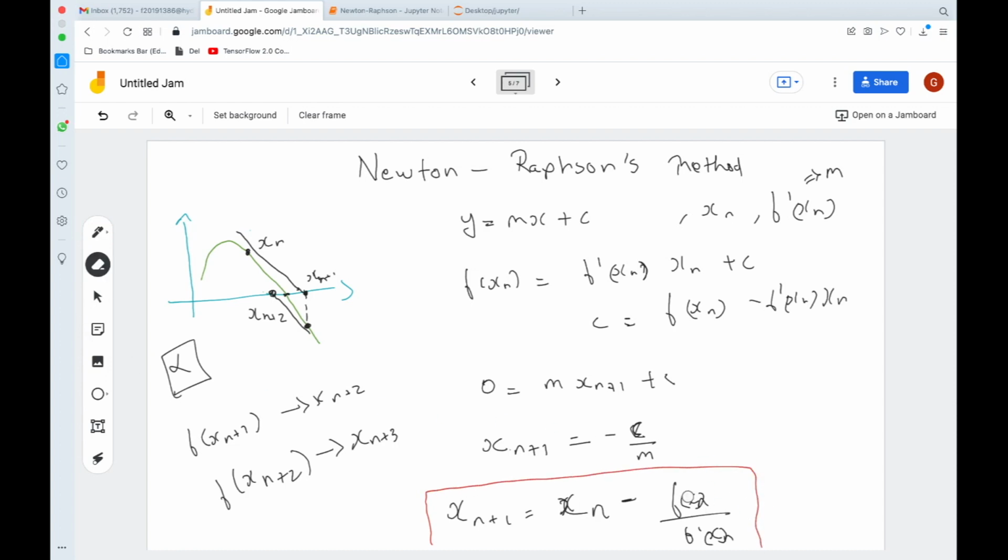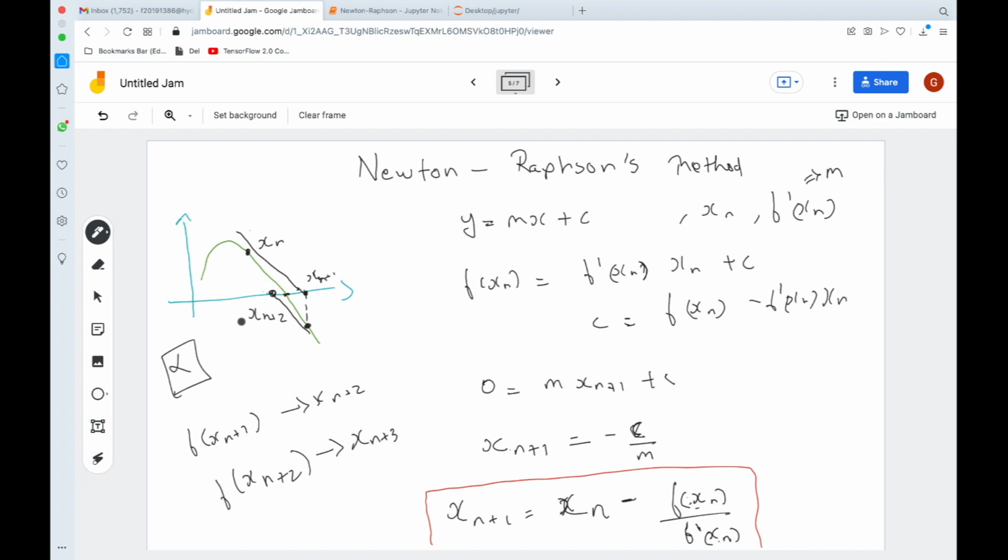Let me write it down again because it looks really bad. This is f of x n upon f dash of x n. So this is the equation. So if we keep on repeating this, we'll keep on getting closer to the value alpha.